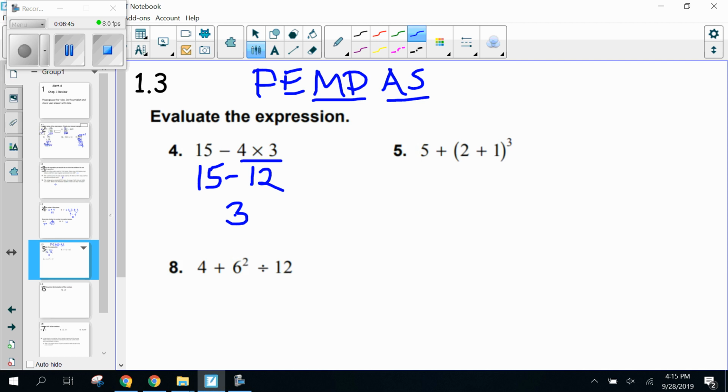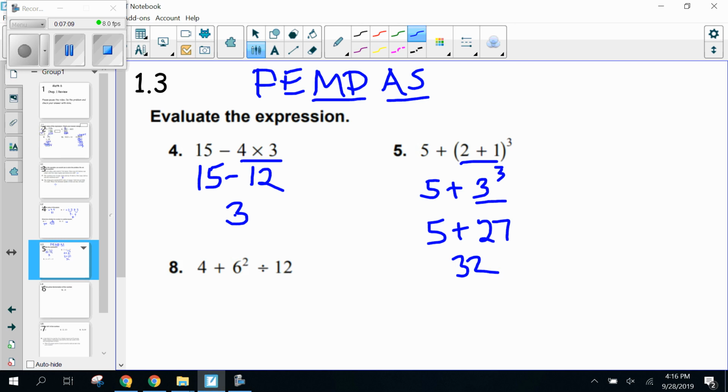Okay, in number 5, we're going to do our parentheses first. So we have this, 5 plus 3 to the 3rd power. Now we're going to do our exponent. So we have 5 plus 3 times 3 times 3 is 27. So our final answer is going to be 32.